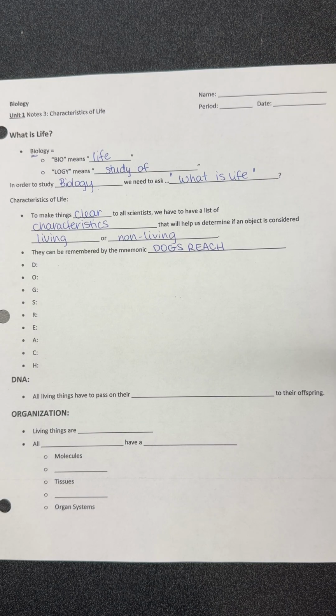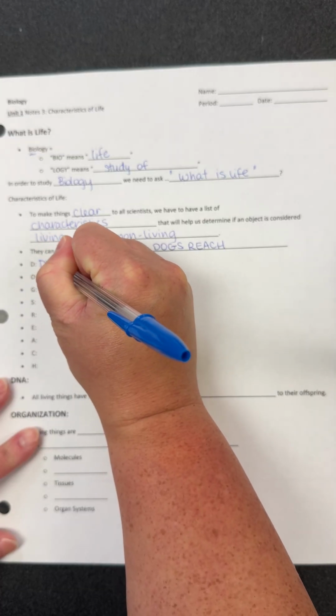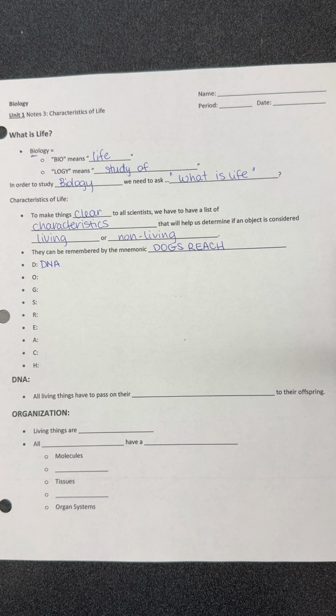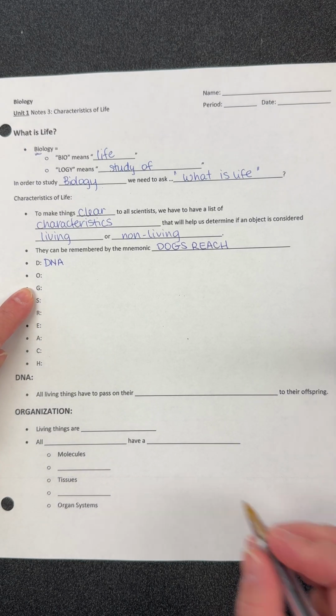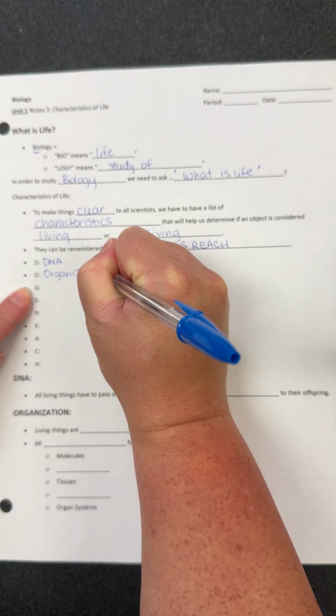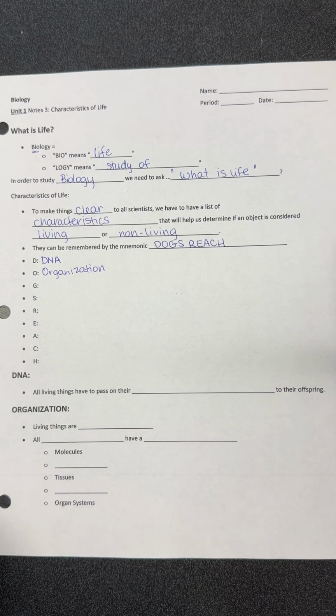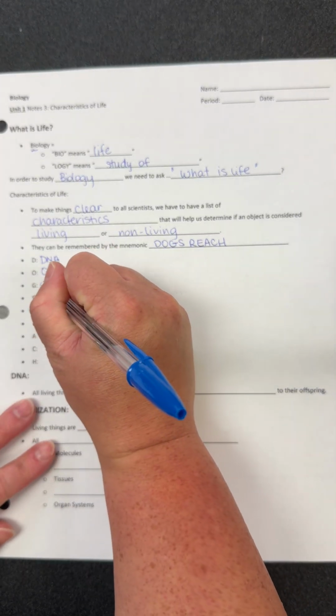So we're looking at the first one. The letter D stands for DNA, meaning that all living things have to be made up of DNA. Our genetic code is DNA, and all living things have DNA for their genetic code. The O stands for organization. All living things have to be organized from the smallest structure to larger structures. We grow from there, but there is a form of organization for all living things. All living things have to grow, so there's growth.